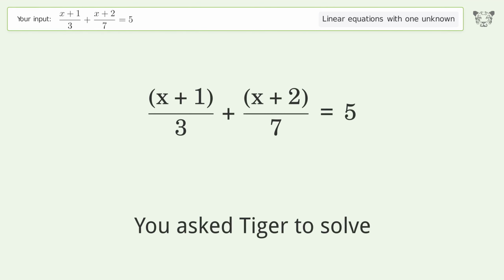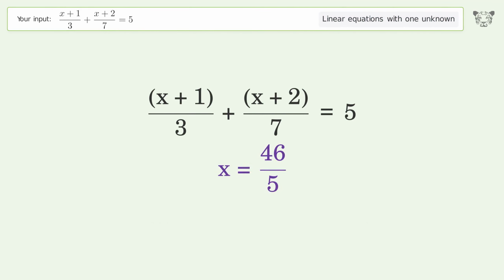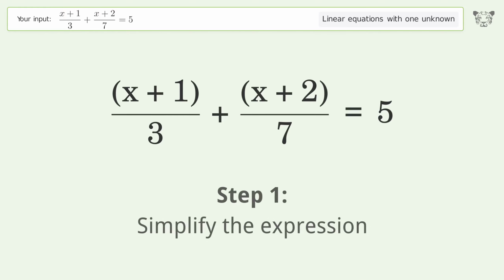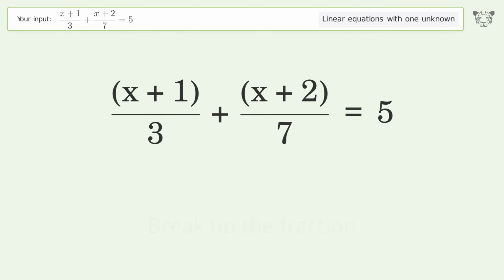You ask Tiger to solve. This deals with linear equations with one unknown. The final result is x equals 46 over 5. Let's solve it step by step. Simplify the expression. Break up the fraction.